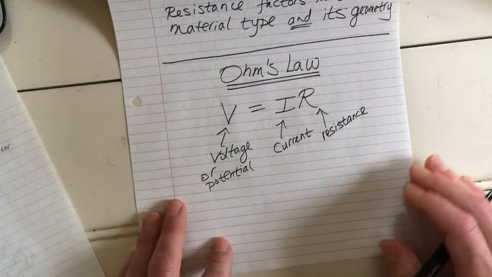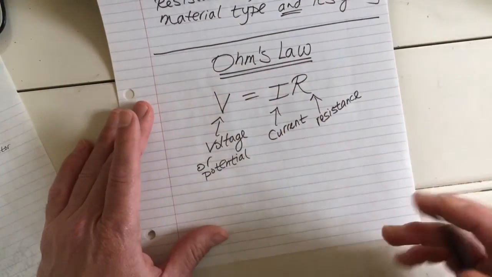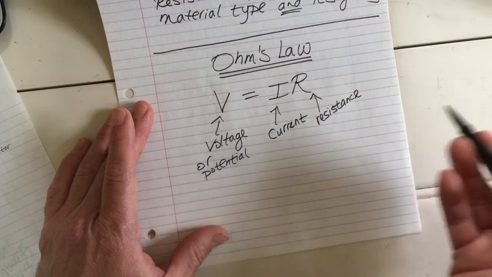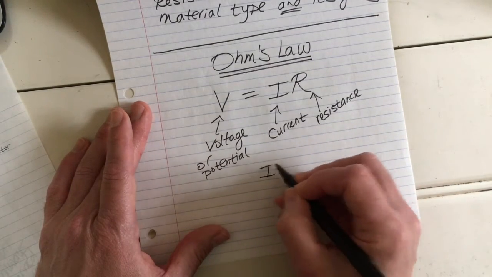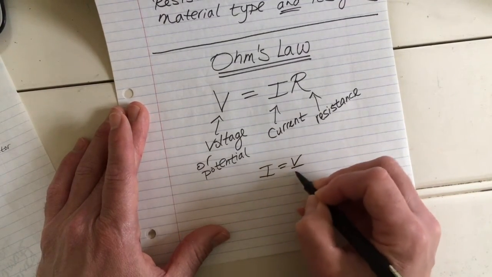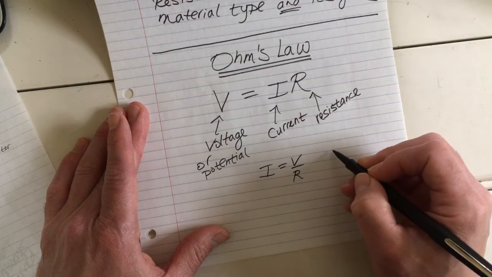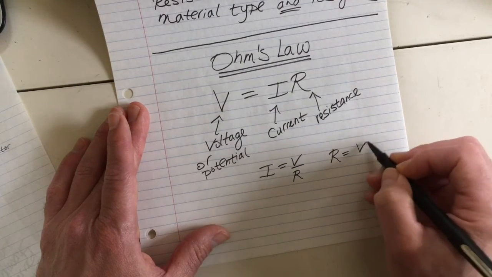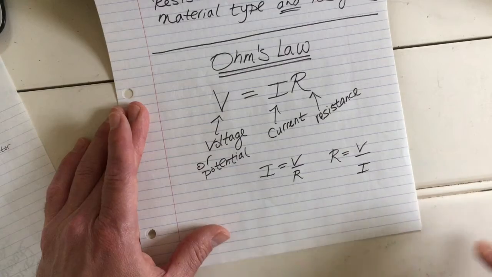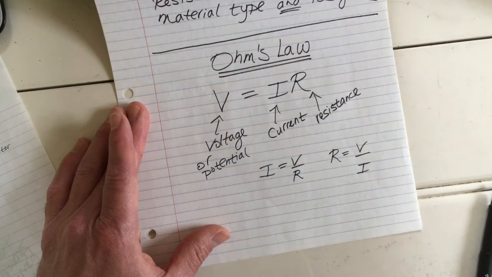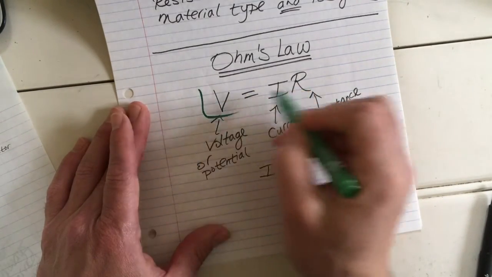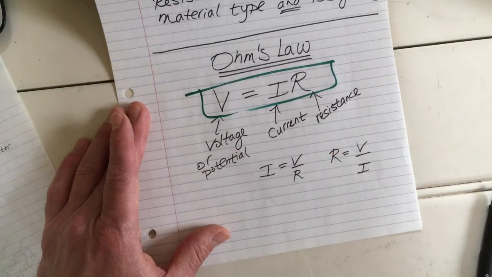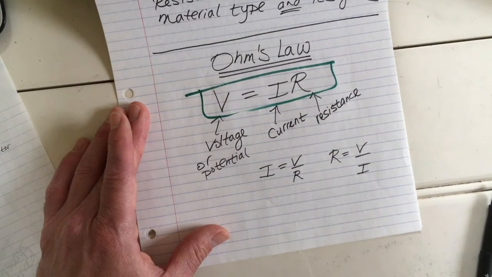Okay, and this relationship can be written three ways, right? We could write it another way: I equals V over R, or we could write it R equals V over I. I tend to just write it one way, and if I need to, I'll move it around. All right, I want to do some examples, and then we'll be done.